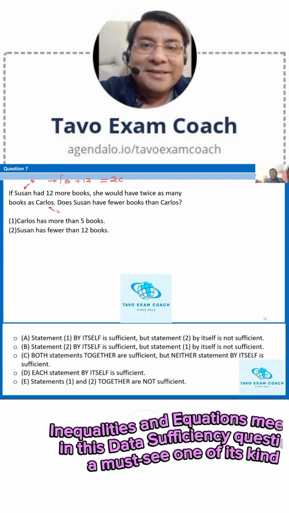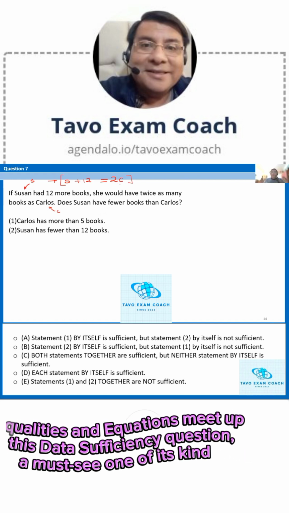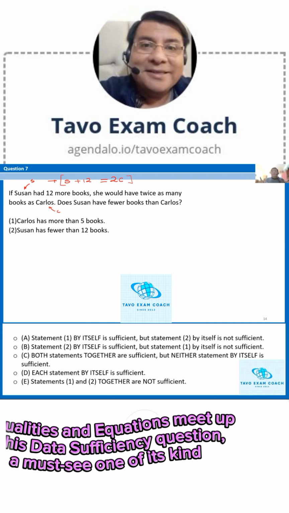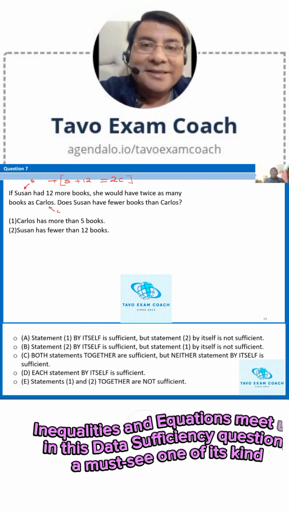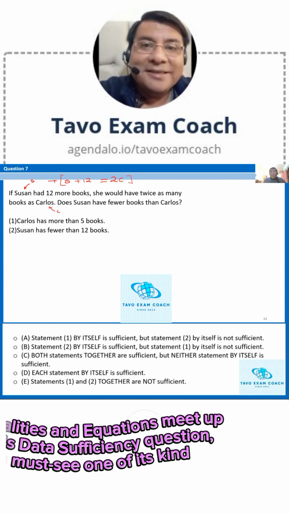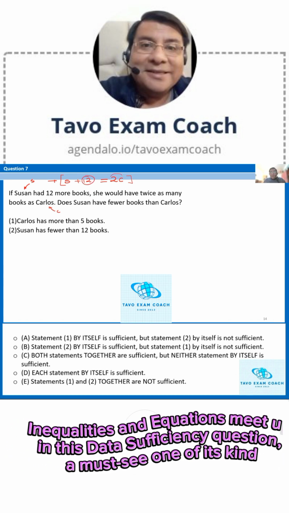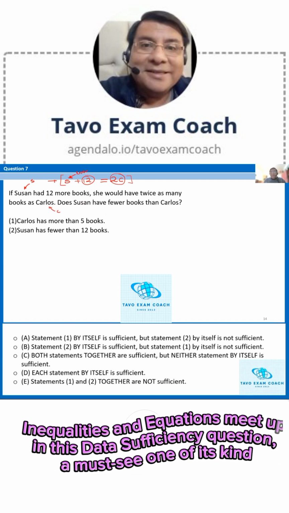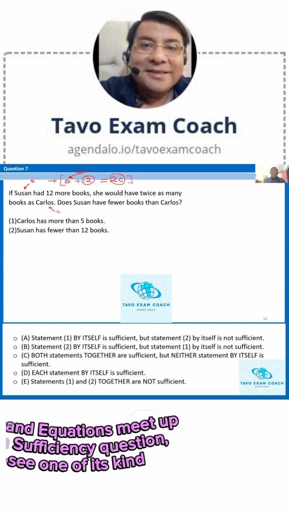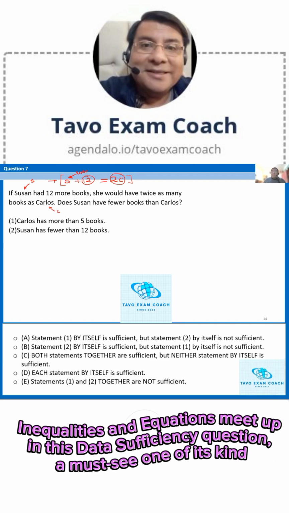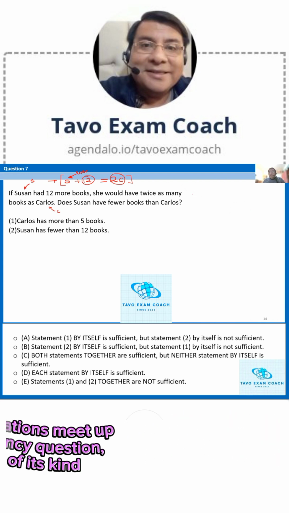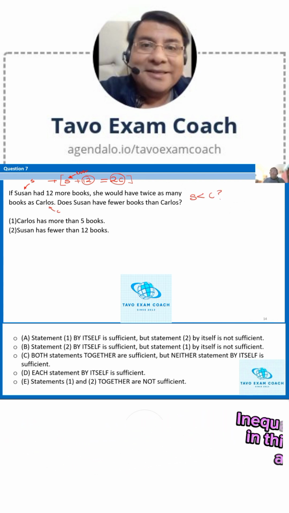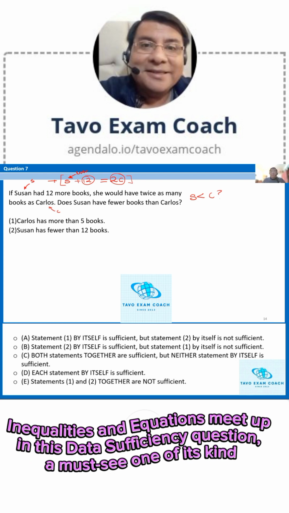This relationship is interesting because it gives us something immediate, a conclusion about both values S and C. They have to be even because this is an even number and it is also even here, so S must be an even number of books. Susan has an even number of books. We know that in advance. The question is whether Susan has fewer books than Carlos. Let's see what statement 1 has to say.